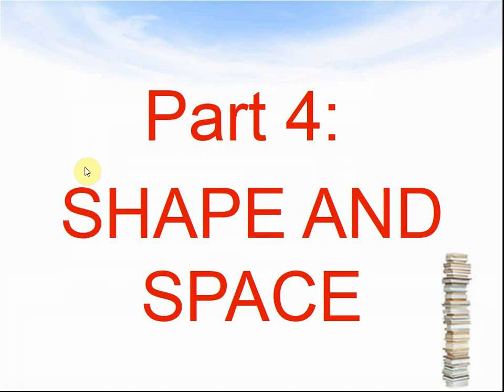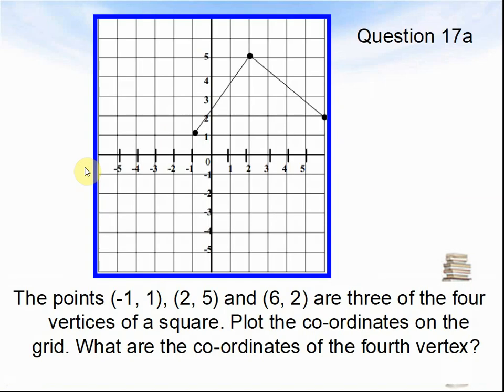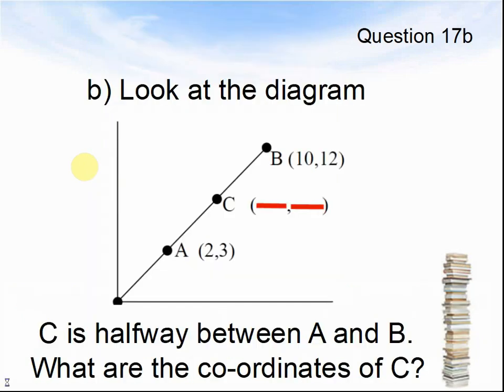Part 4, shape and space. Question 17a. The points (-1, 1), (2, 5) and (6, 2) are 3 of the 4 vertices of a square. Plot the coordinates on the grid. What are the coordinates of the 4th vertex? Pause the video until you are ready to see the next question. Here comes the next question.